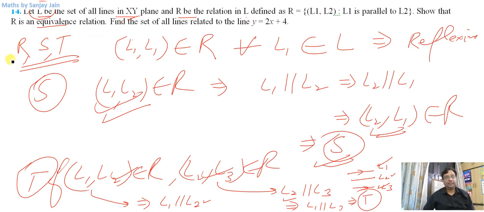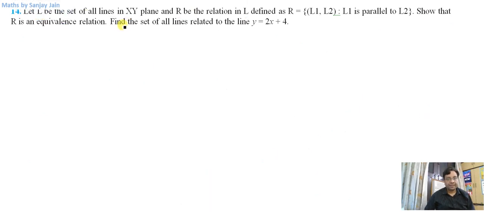So I can say it is equivalence because it is reflexive, symmetric as well as transitive. Okay. Now I need to find the set of all lines related to this line. Which lines will be related to this line? Which are parallel to this, because this is the relation. So which lines will be parallel to this line, which will have the same slope?